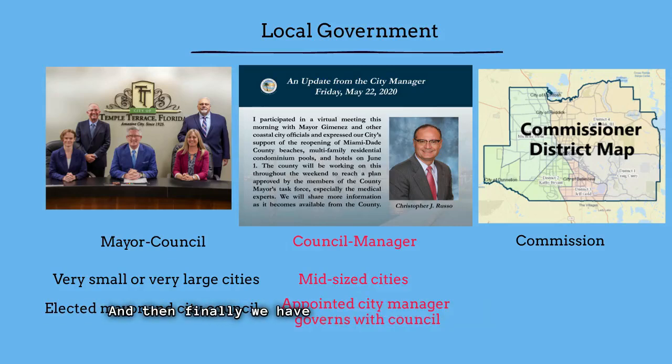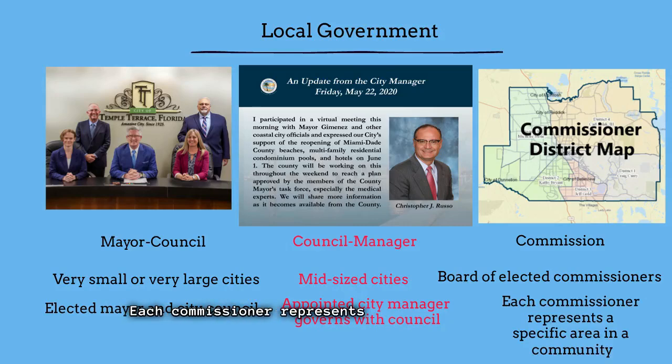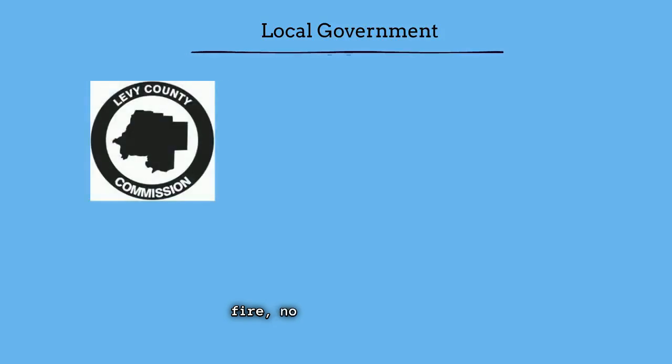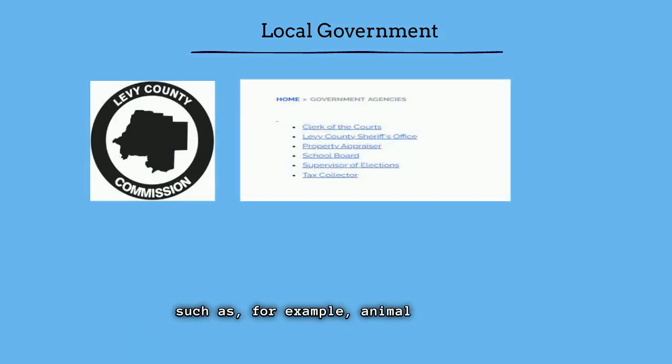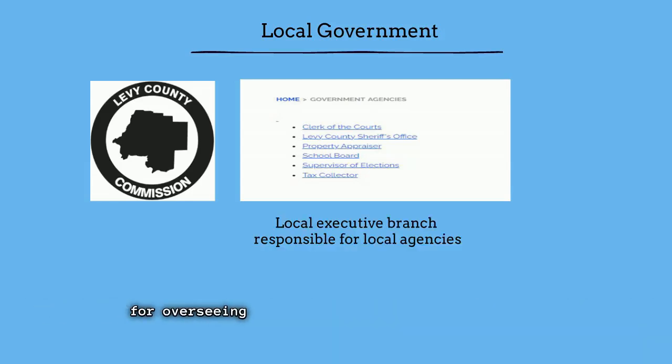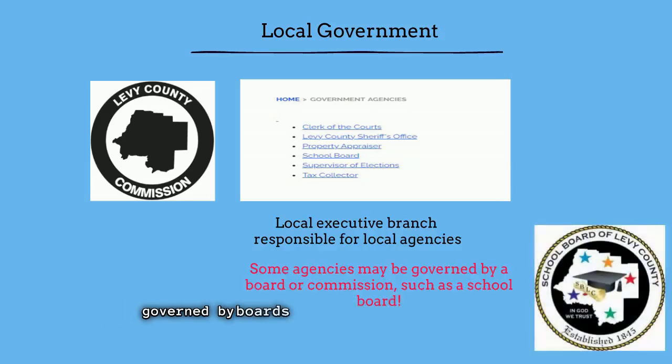And then finally, we have the commission structure. And this is the least common in the United States. In this structure, there's not a mayor, but instead a board of elected commissioners who governs. Each commissioner represents a specific area of a municipality, county, or school district, and may interact with local departments such as law enforcement and fire. No matter the type, local governments also have administrative agencies, such as, for example, animal services. Generally speaking, the local executive branch is responsible for overseeing these agencies, though some may be governed by boards or commissions, such as the school board, responsible for local schools.